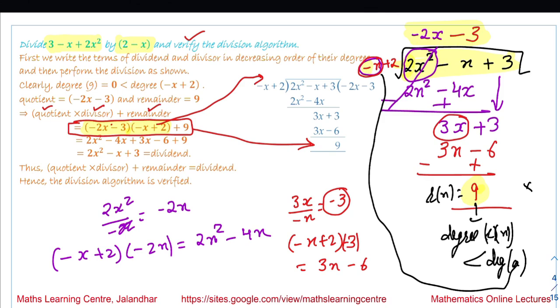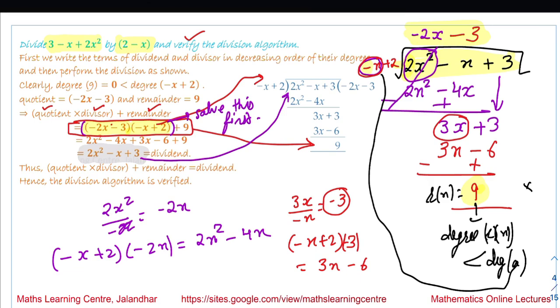Important thing to note over here is that this term is in the bracket, so you have to solve this first. First you have to solve this term, then you will add 9. So on solving this, you will get the answer 2x square minus x plus 3, which is this value we are talking about. So we are saying our division algorithm is verified.